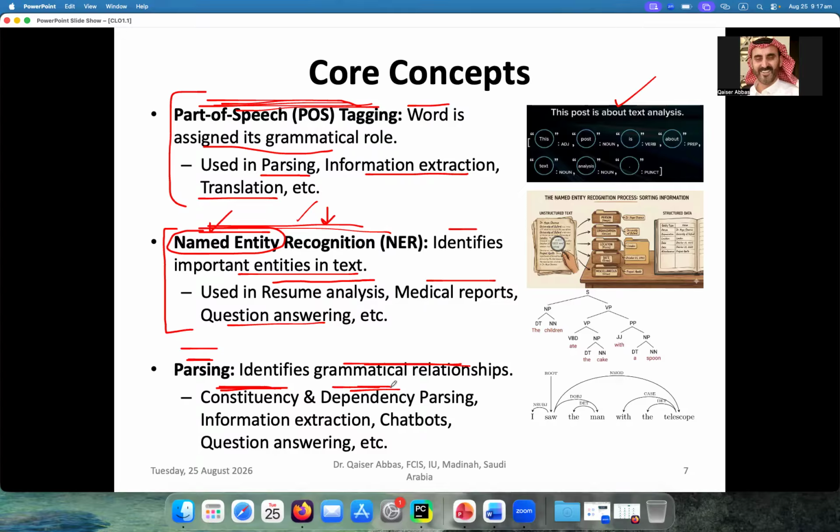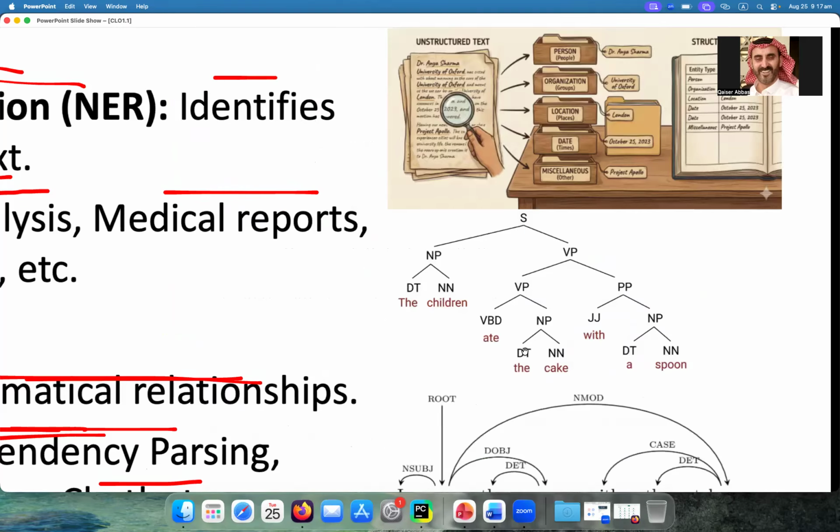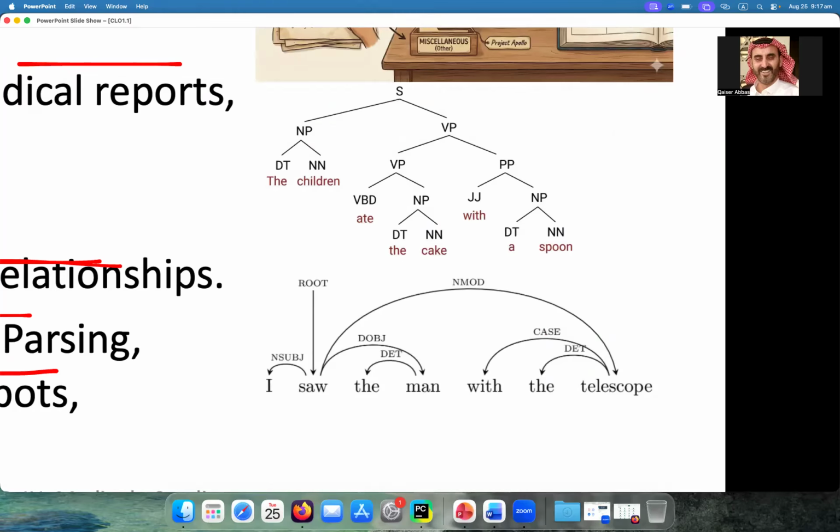In dependency, one word is dependent on another. If you are identifying these kinds of dependent relations between words, this is called dependency parsing. Where are we using it? We are using it for information extraction, for chatbots, and in question answering. Here it is in a picture. I can discuss it further, but when this topic comes, we will go into the details.